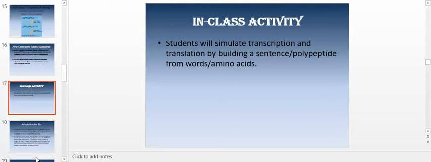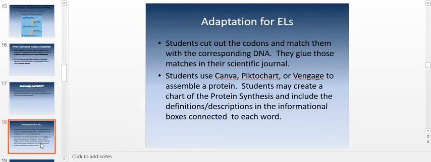Some of the in-class activities that we completed, basically students would have to simulate transcription and translation by building a sentence, which would be like a polypeptide, from smaller blocks from words, which are your amino acids. And some of the adaptations that can be used for English learners, students basically cut out the sequence of amino acids or codons and match them with the corresponding DNA. They can glue those matches in a scientific journal, so that will help them understand the complementary pairing process.